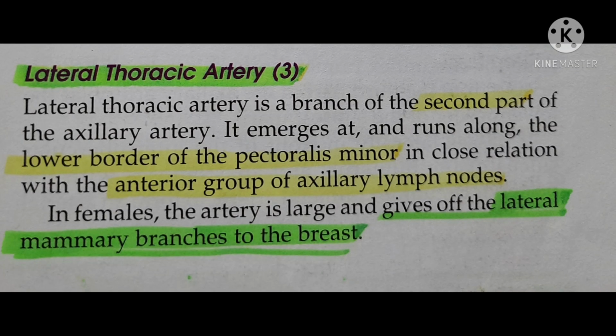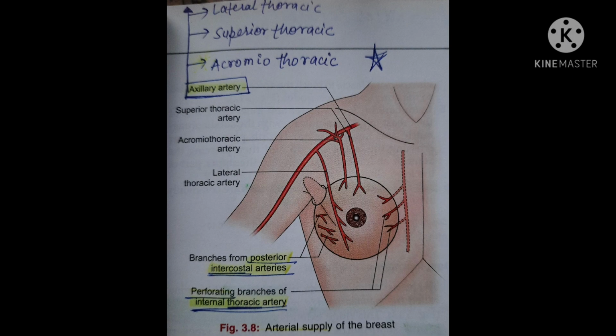Lateral thoracic artery. Third, lateral thoracic artery is a branch of the second part of the axillary artery. It emerges at and runs along the lower border of the pectoralis minor in close relation with the anterior group of axillary lymph nodes. In females, the artery is large and gives off the lateral mammary branches to the breast.